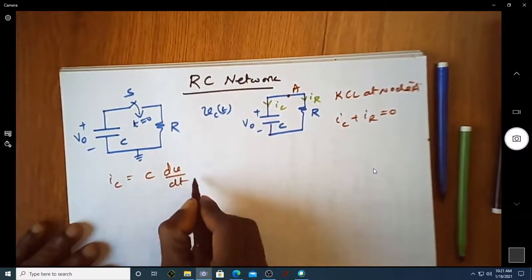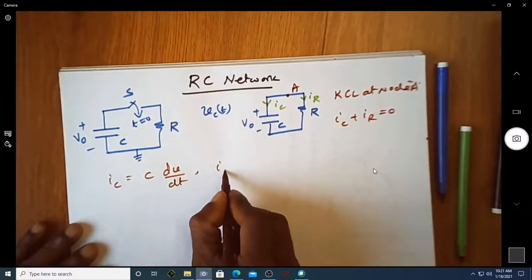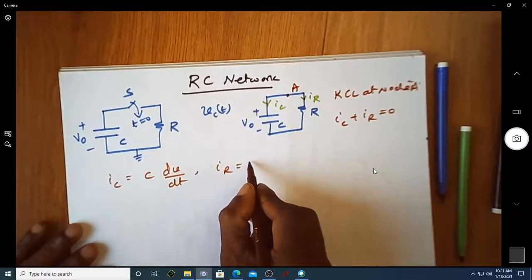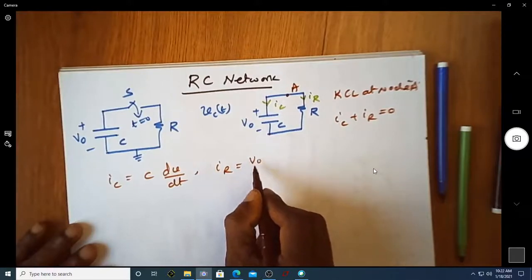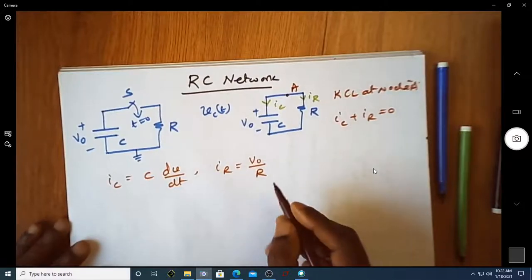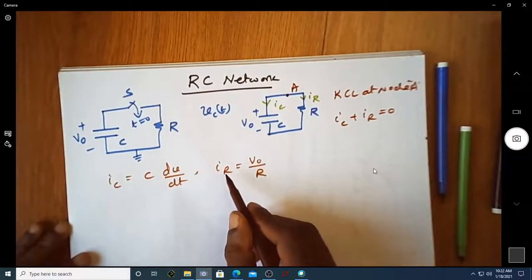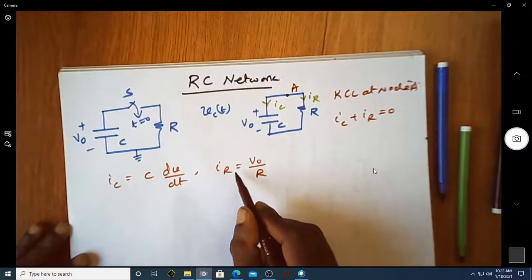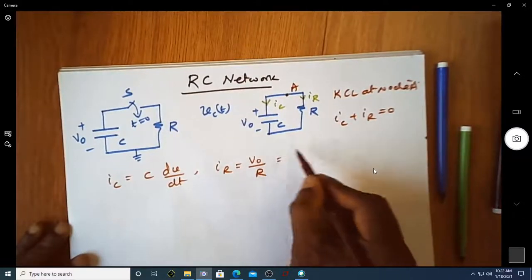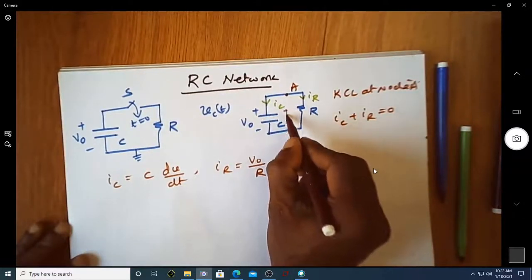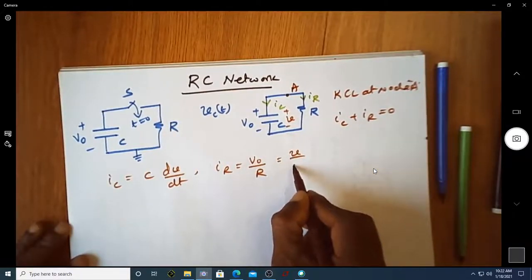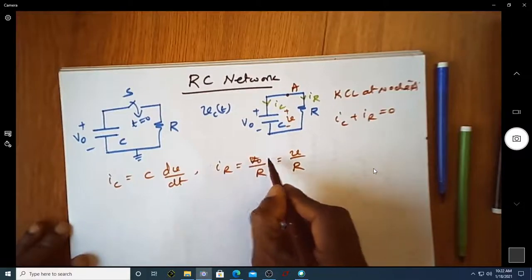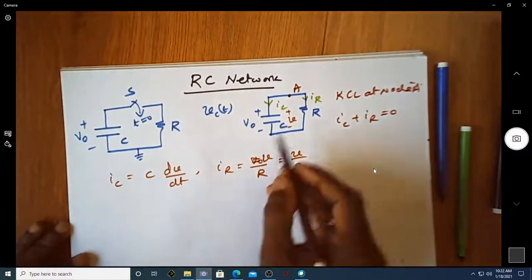dV by dt, and if you try to find IR, it is the voltage that is there over here, which is now V0 by R. So this is the expression for IR. Of course, if you want to write it in general, suppose you consider this voltage as V, you can simply write it as V by R. So let us consider this as simply V, which is the voltage across the capacitor.